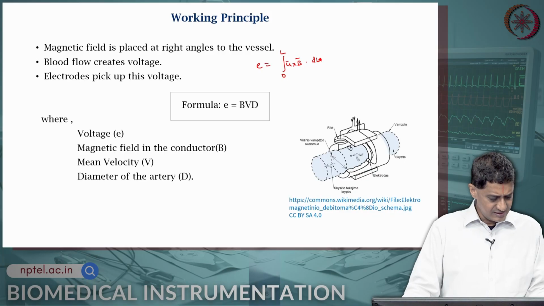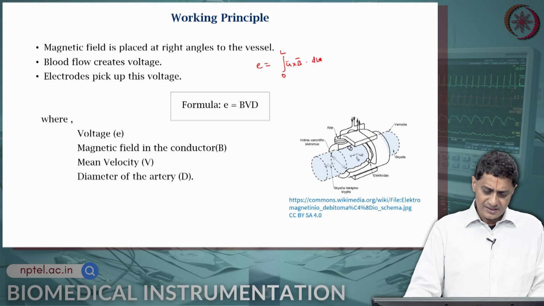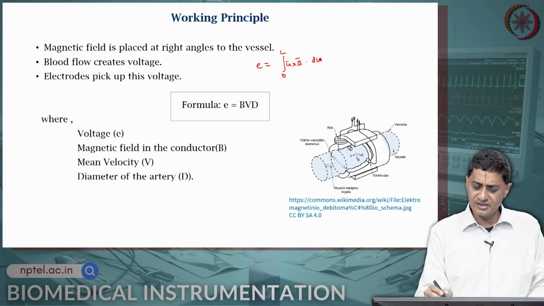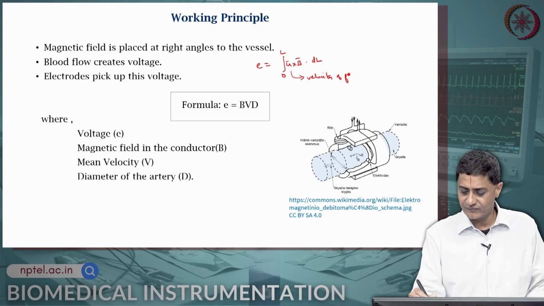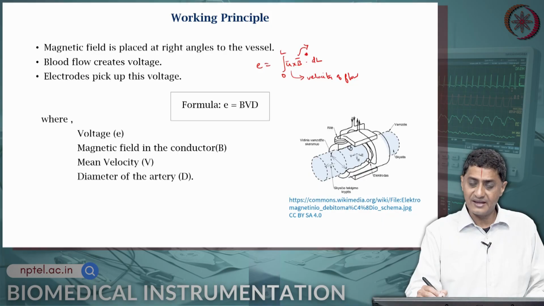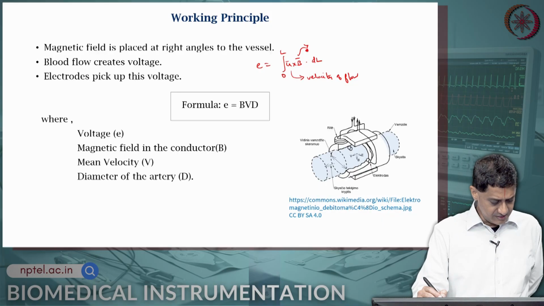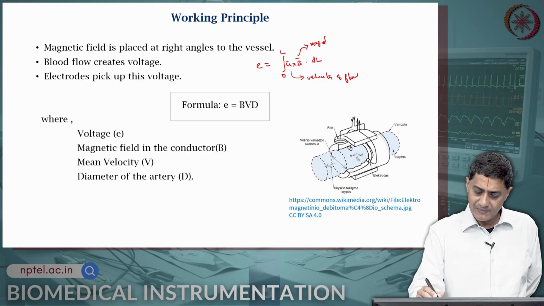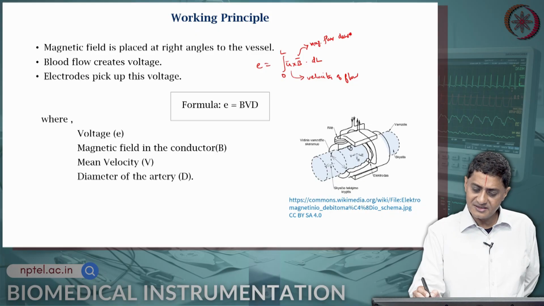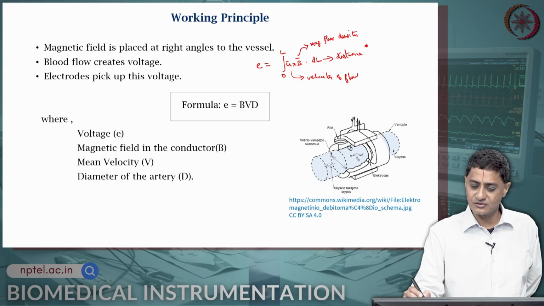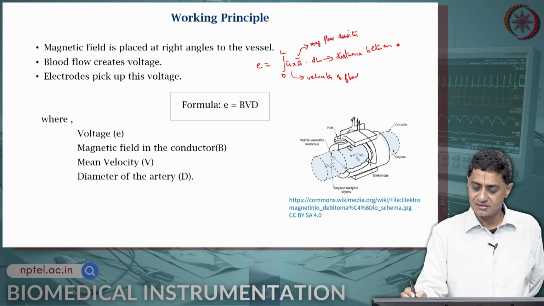This is the real formula for the induced EMF, where what is U here? U is the velocity of flow, in this case velocity of blood flow. What is B? B is the magnetic flux density, and dl is the distance between the electrodes.